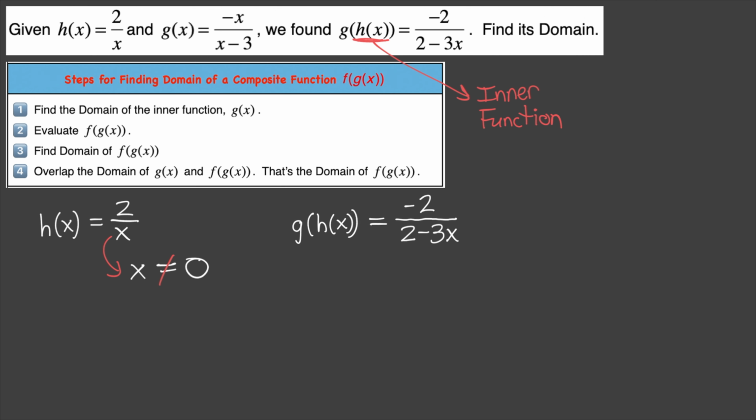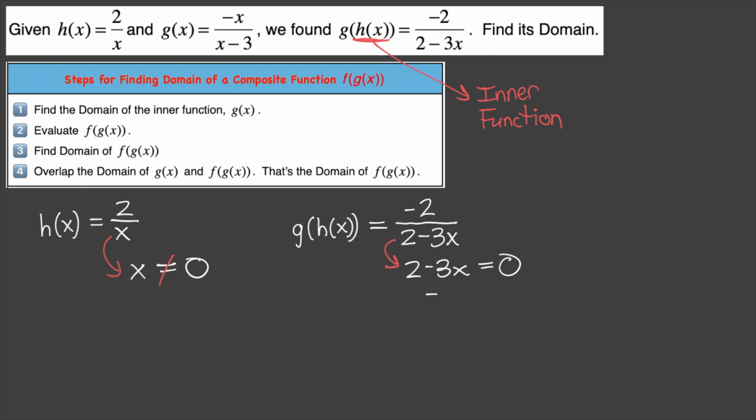So I'll bring it down here. We're going to find the domain of this guy. So again, we look at the bottom. We don't want any zeros on the bottom. So we have to figure out what x value would make the bottom 0. That'll be a restriction on x. So we set the bottom equal to 0, and then we solve. We subtract 2 from both sides. We get negative 3x equals negative 2. Then we divide by negative 3, and we get 2/3. So this tells us that x cannot equal 2/3.